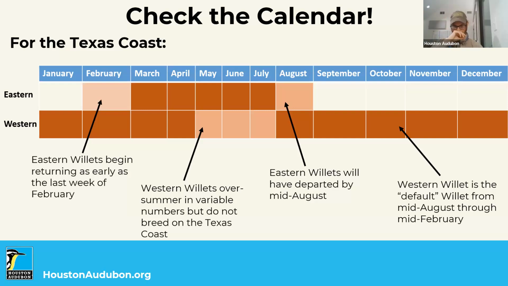I've noted the nuances for this calendar. But again, in the winter, it's going to be all Westerns. So winter Willets are Westerns. There are three W's to help you remember. Once that first week of March rolls around, that's when the Easterns start really showing up.